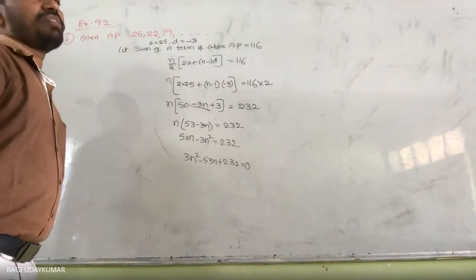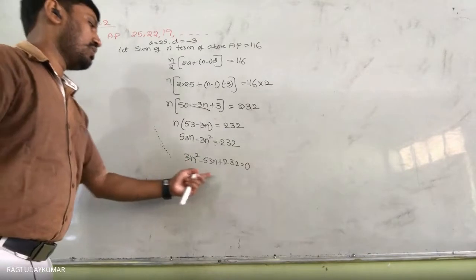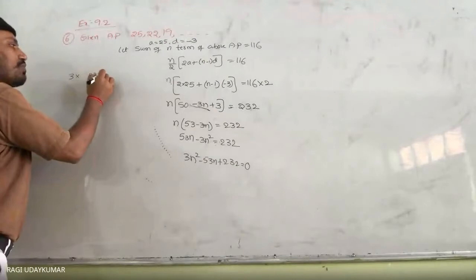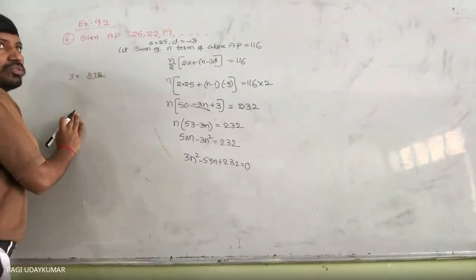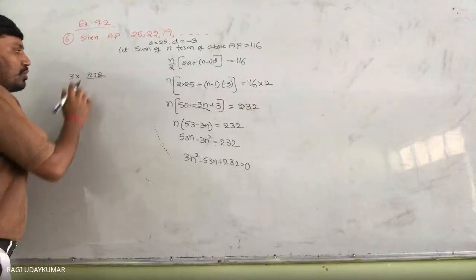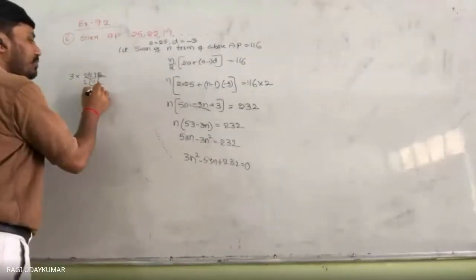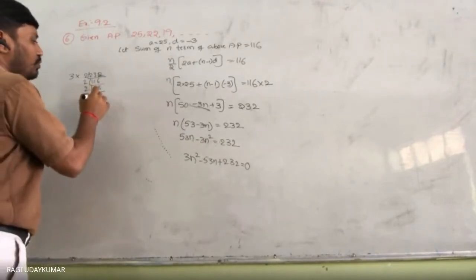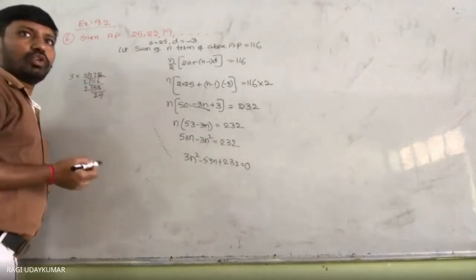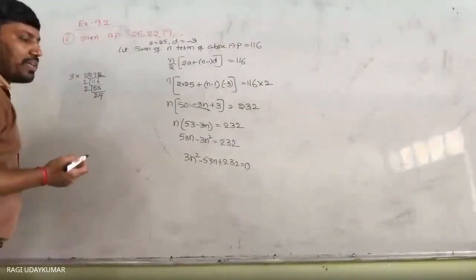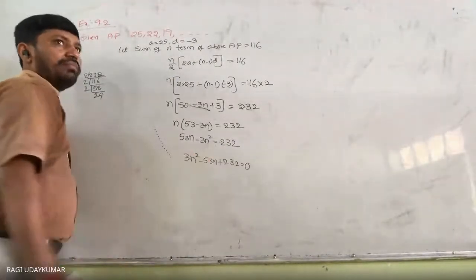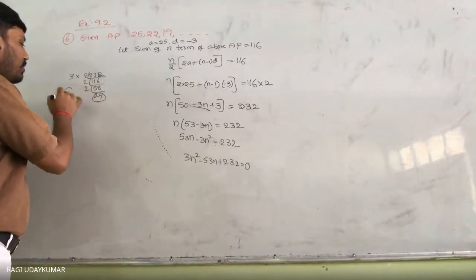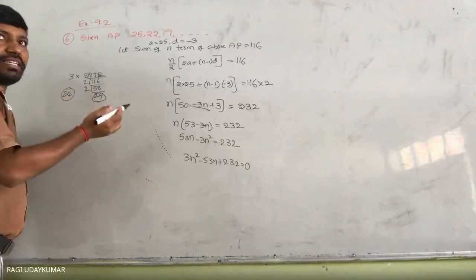It is a quadratic equation, you need to factorize it. So what you have to do? Multiply 232 and 3. Keep 3 as it is and factorize 232. 232 is 2 into 116, 116 is 2 into 58, 58 is 2 into 29. 29 is a prime number. Now if you observe, the sum we need to get is 53. Take 29 and 24, since 8 into 3 is 24. 29 plus 24 is 53.